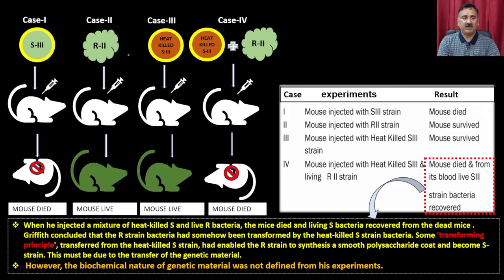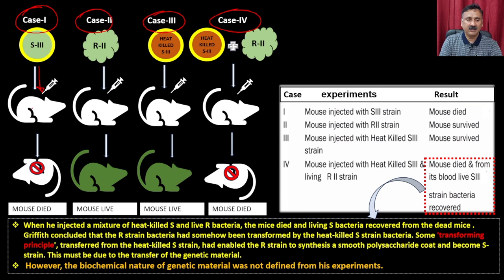So this is the experiment he has done. He did the experiment using four different conditions: case 1, case 2, case 3, case 4. In case 1, he took the S type of bacteria and injected it into a healthy mouse. After some time, the mouse died because it developed the disease, pneumonia, and that's how it died.